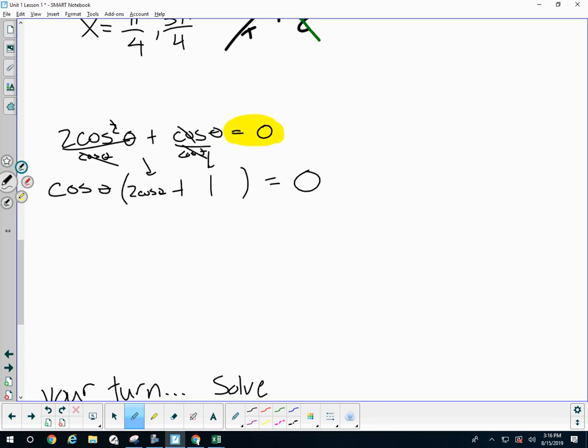Now, the zero product property states that if one piece of a product is 0, the entire thing is 0. So that actually enables us to create two separate equations. This piece set equal to 0, and this piece set equal to 0. Go ahead and solve both of those.